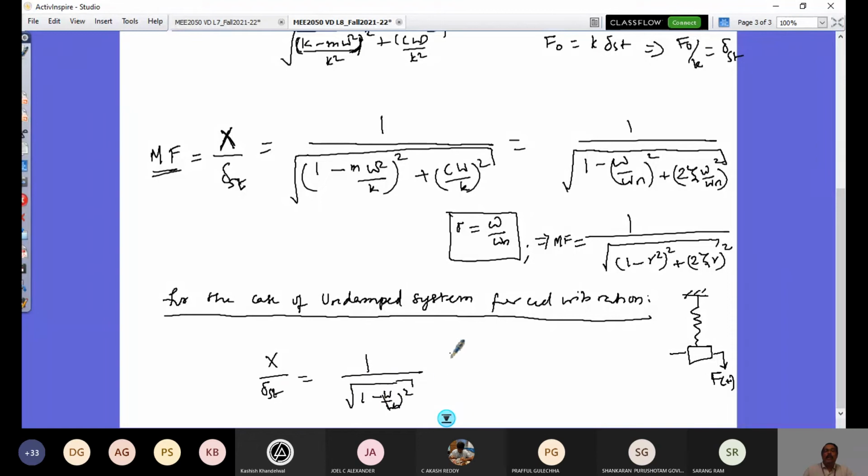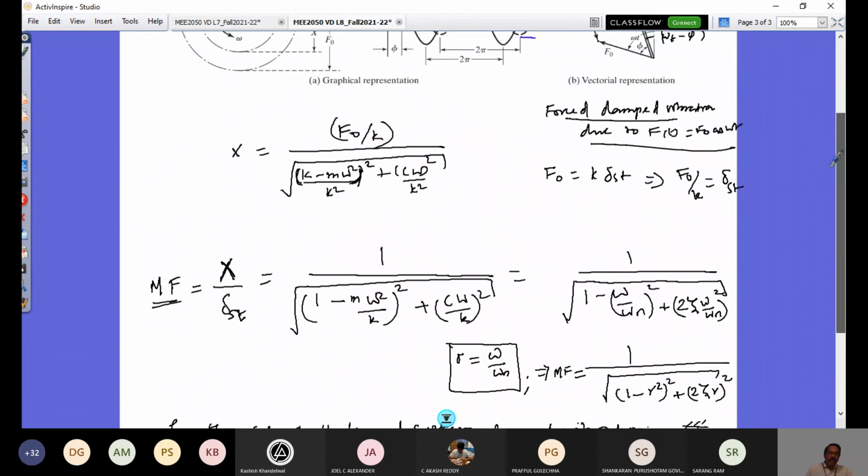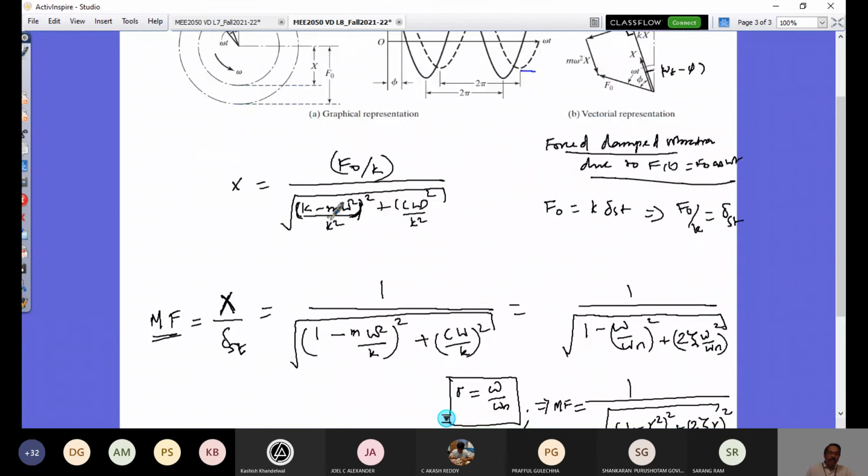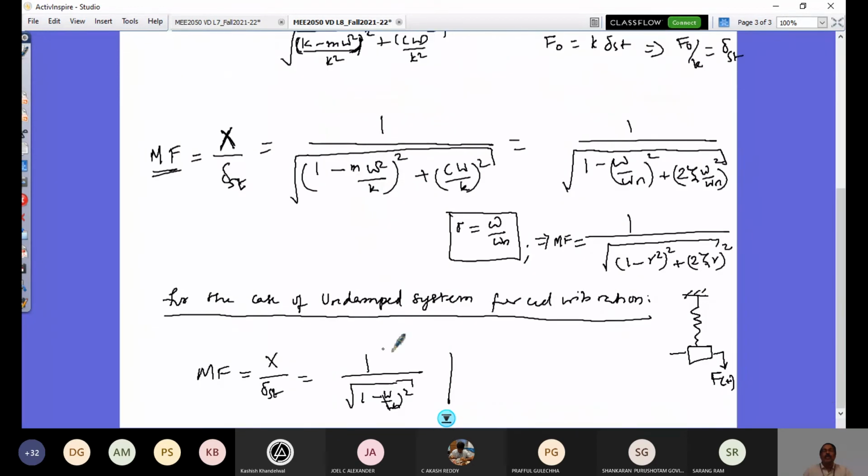So that's my magnification factor in case of my undamped system. You can also write the amplitude; before we had this expression, right? Here this term is going to be 0, so this is going to be rewritten like this. So I can also have my magnification factor in terms of the forcing function amplitude and the system parameters. That's going to be f naught by (k minus m omega squared).